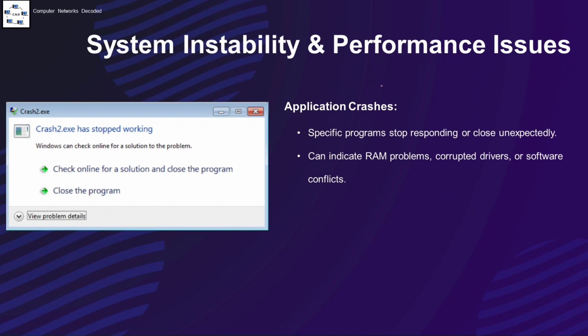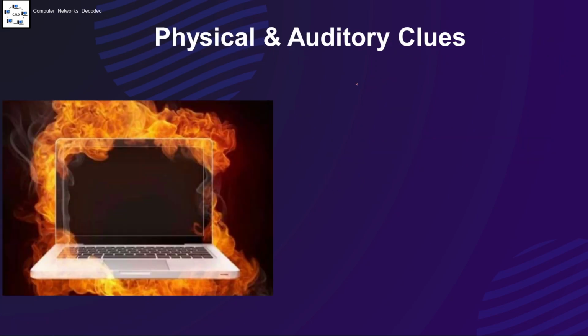Another instability or performance issue may be application crashes. Specific programs stop responding or close unexpectedly during system operations. These problems may be due to RAM issues, corrupted drives, or software conflicts within the operating system. Now coming over to some physical and auditory clues. Auditory means related to audio or sound.